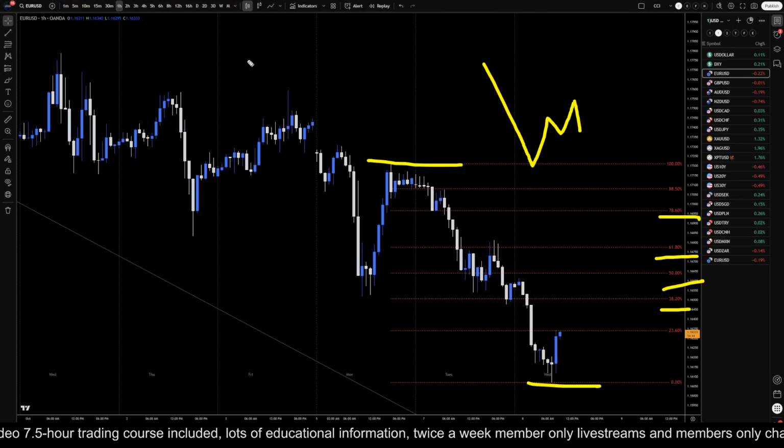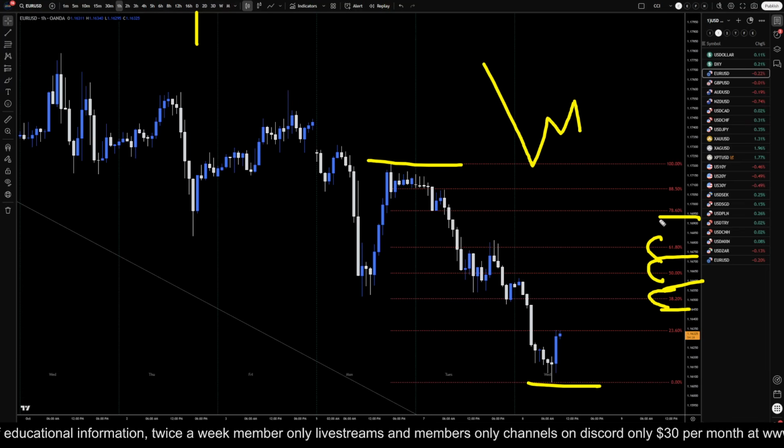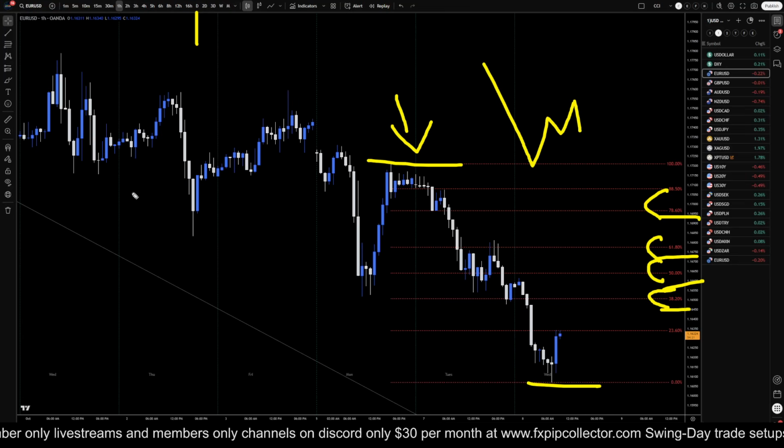The daily time frame definitely makes us think that this is potentially going to go down again. Doesn't mean that it may not go up to one of these higher fib levels first, but I do think that anything we see to the upside, as long as it doesn't break structure, is just a pullback within a downtrend.